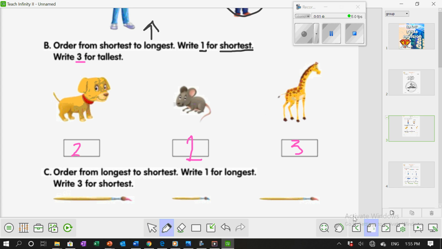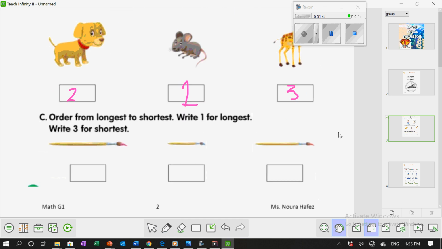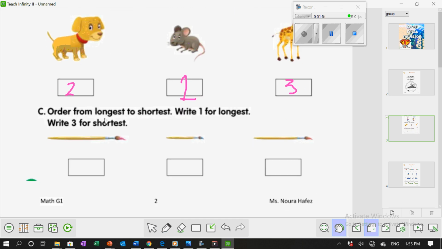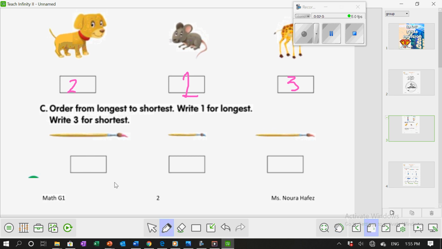Perfect. Let's continue. Here we have painting brushes from the longest to the shortest. Write one to the longest. This is the opposite. Yes, excellent. Here is the longest. Yes. And where is the shortest? Three. Perfect, the second one. So here is the medium in between.